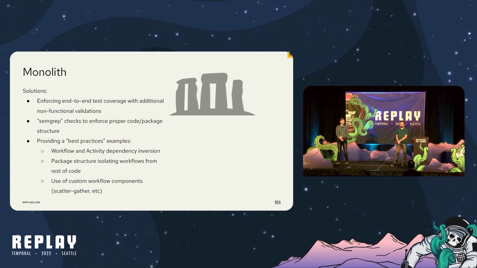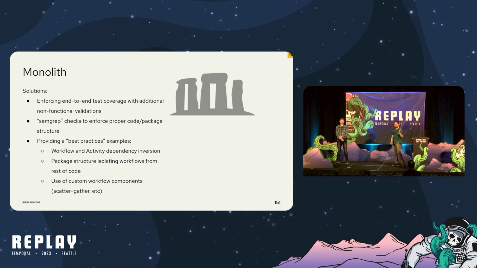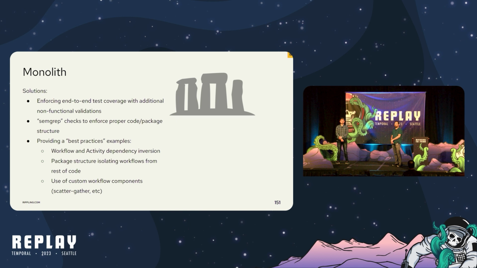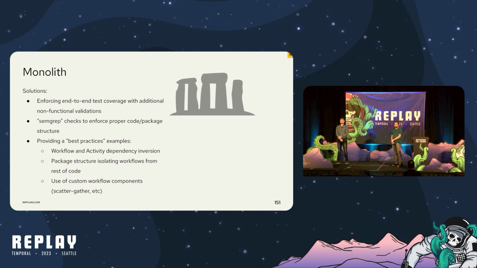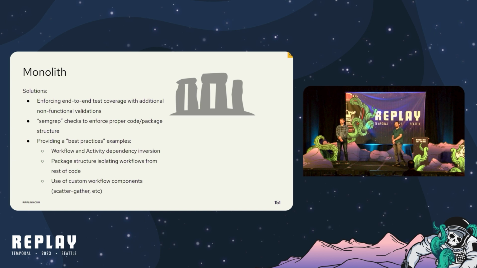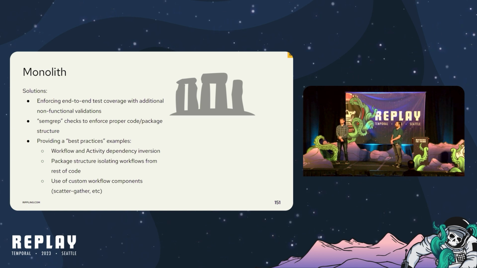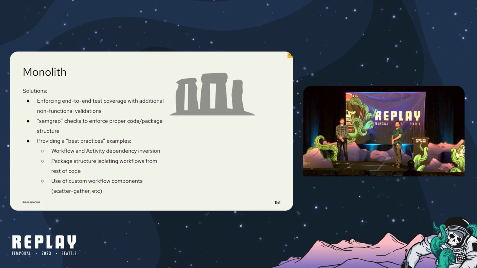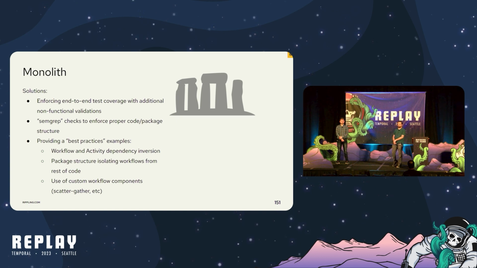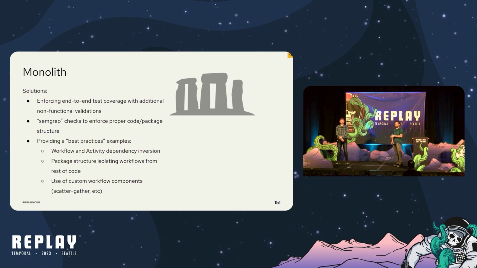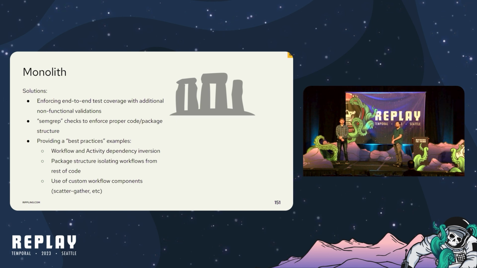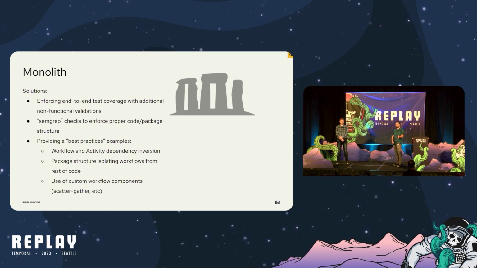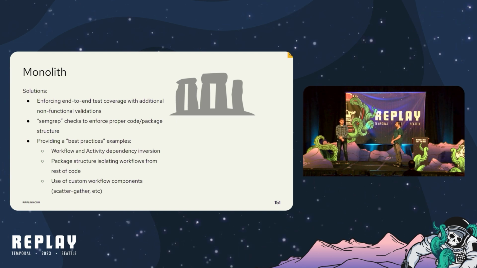Also, we probably want to define a code structure in which we can catch these at the build step through static analysis of code. And we also want to build some common patterns. One of the common patterns is the scatter-gather pattern. We want to build templates or scaffolding around these so that it becomes much easier for a new developer to write their workflow code.